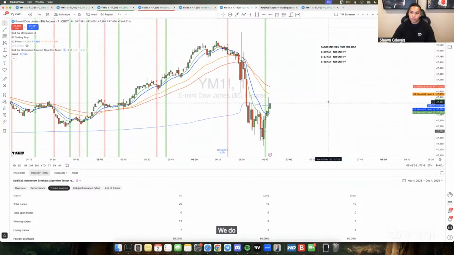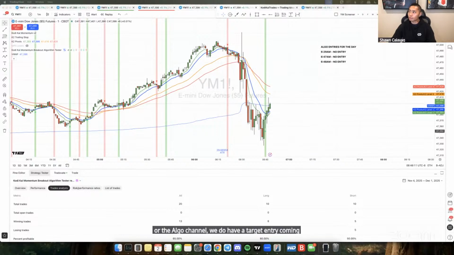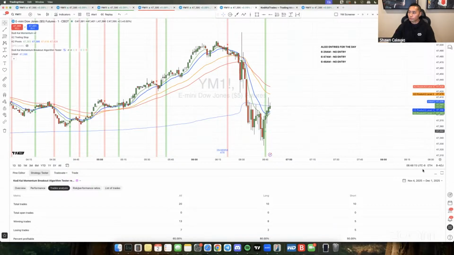We do have a target entry coming up, as you guys can see. If you guys are on the Discord and you guys have access to the algo or the algo channel, we do have a target entry coming up. I will be looking to take that. If you guys have access to the spreadsheet, I'll be updating it as we go.